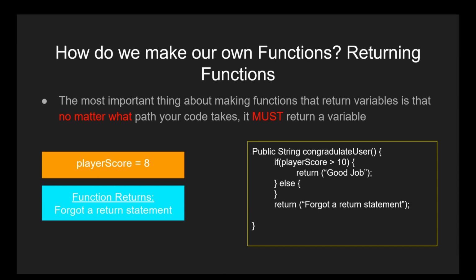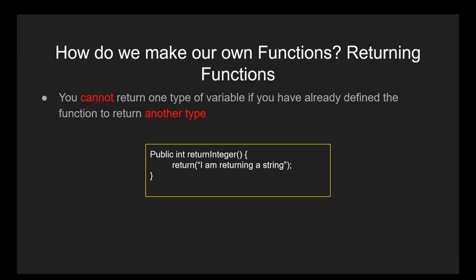Another small thing to note is that you can't return one type of variable if you have already defined the function to return another type. For example, you can't return a string in an integer function or vice versa. The return statement must always match the type of function no matter what.